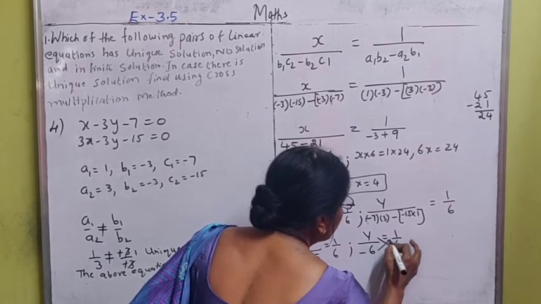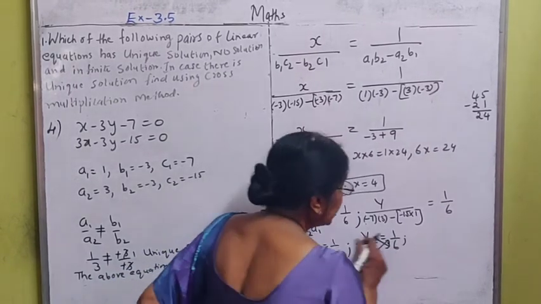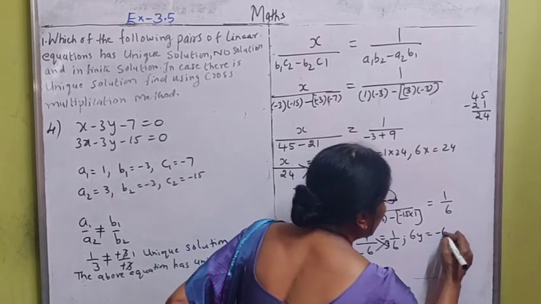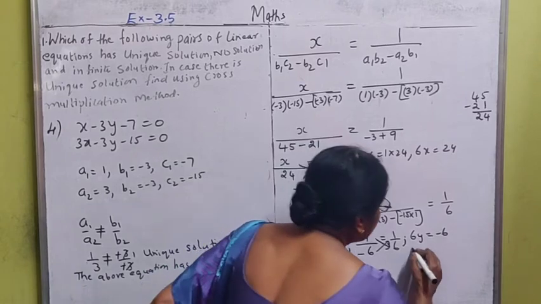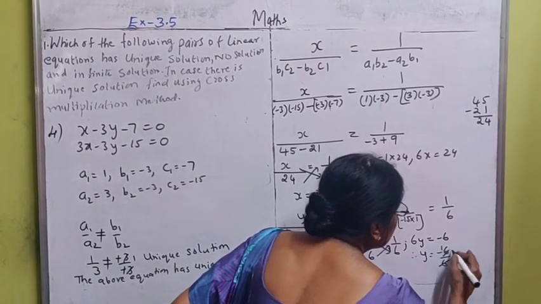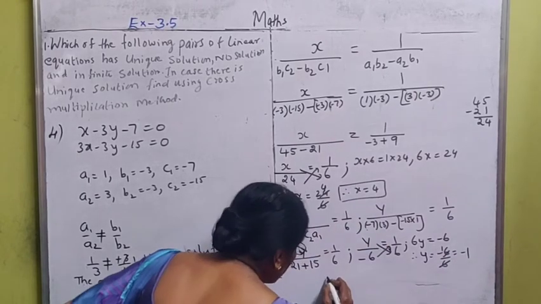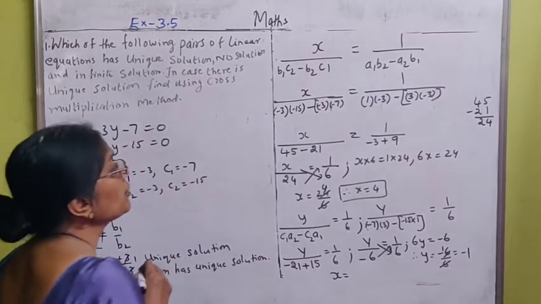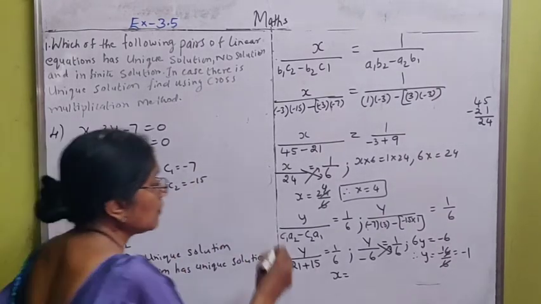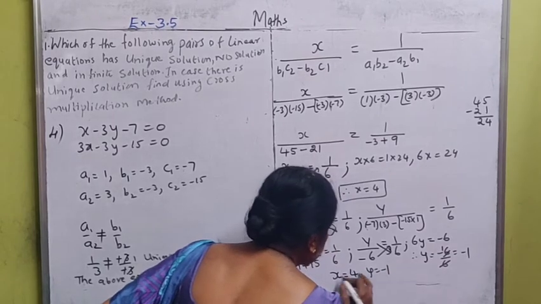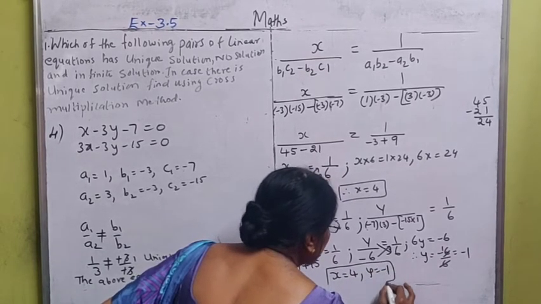Now what are you going to do? Cross multiply. 6 into y is 6y, is equal to minus 6 into 1, which is minus 6. So what will you get? Therefore y is equal to minus 6 by 6. 6 1s are 6, so y is equal to minus 1. So what did you get? What is the x value? X is equal to 4, and y is equal to minus 1. So this is the answer you got.